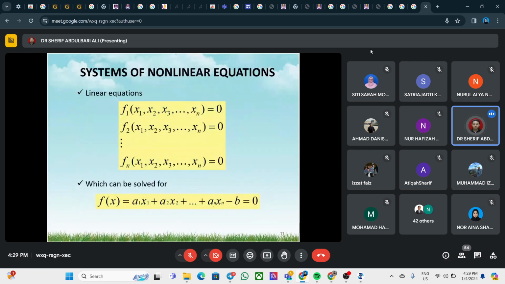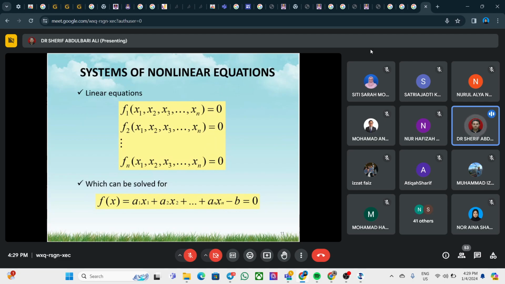So now let's talk about a system of nonlinear equations and how to solve it. We are not going to learn any new methods. We are going to use the methods that we learned before. We are going to use the fixed point iteration and also the Newton-Raphson method to help us solve the nonlinear equations.